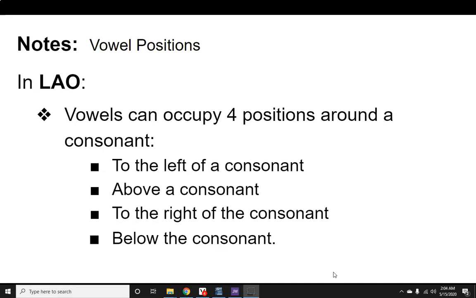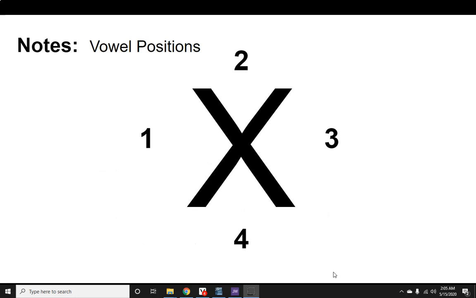When it comes to the positions of a vowel, in Lao, vowels can occupy any of 4 positions around a consonant. It can appear to the left of a consonant, it can appear above a consonant, it can appear to the right of the consonant, and it can also appear below the consonant. Here are the 4 positions: to the left, number 1, above, number 2, to the right, number 3, and below, number 4.